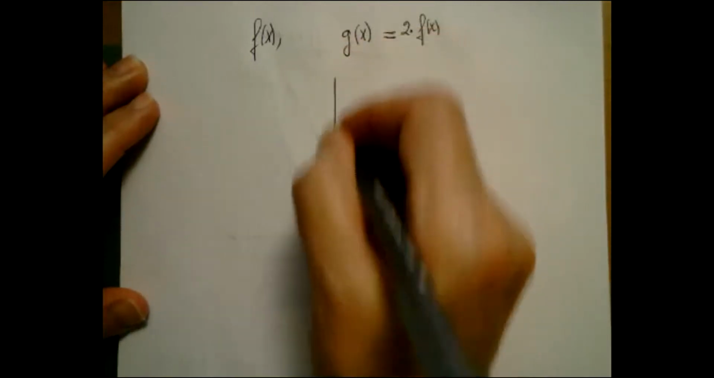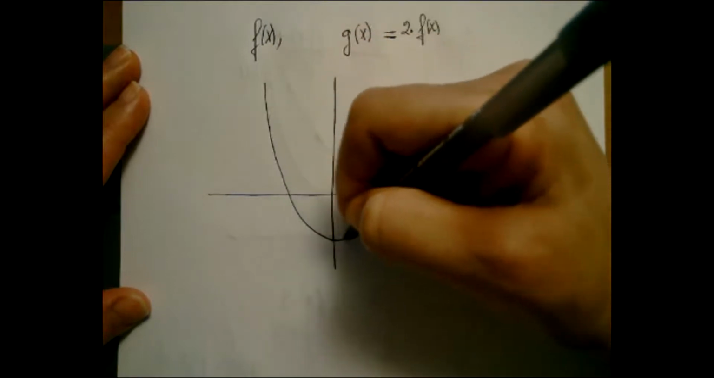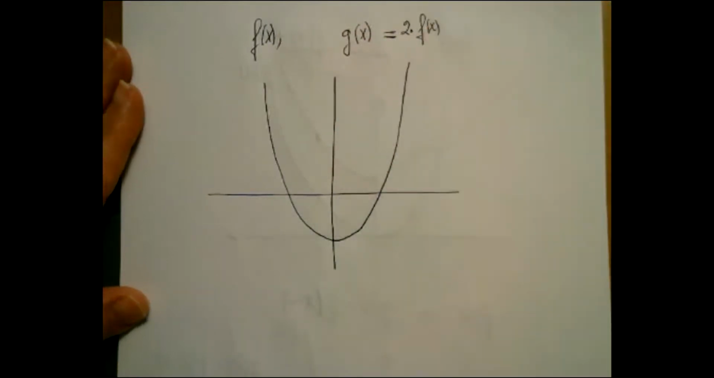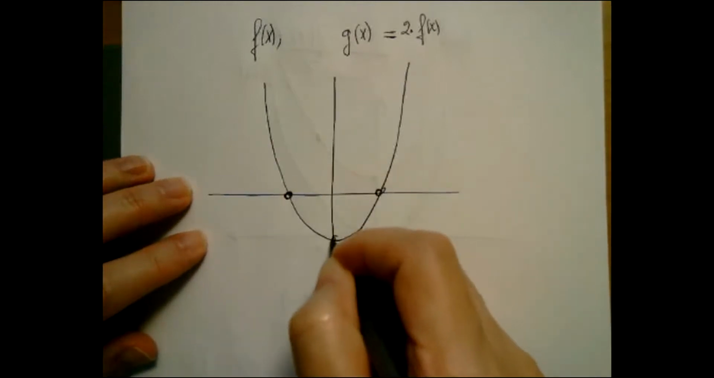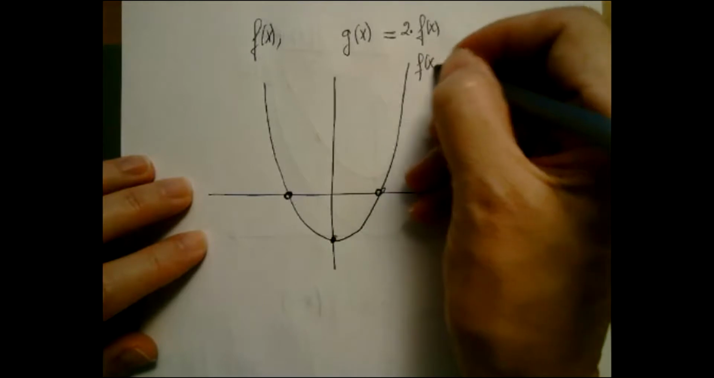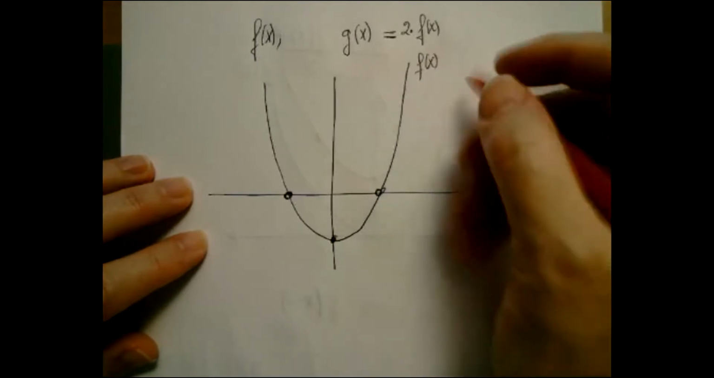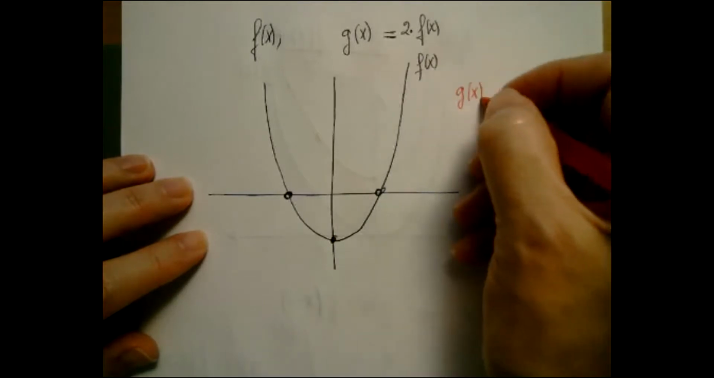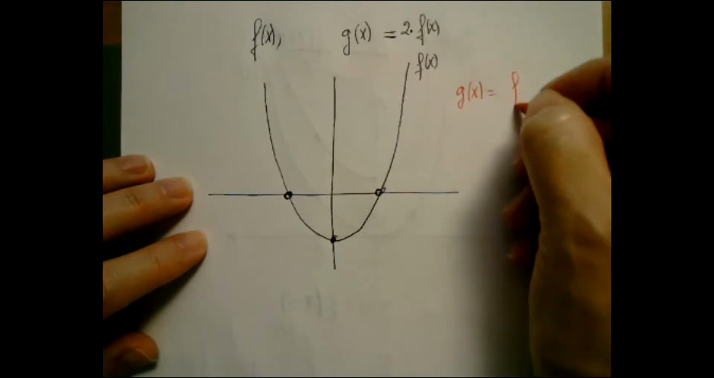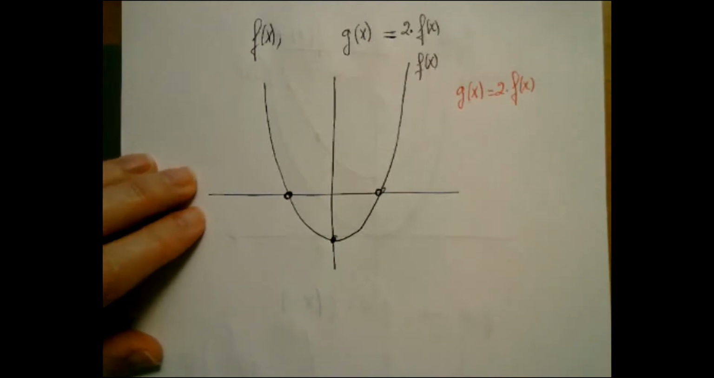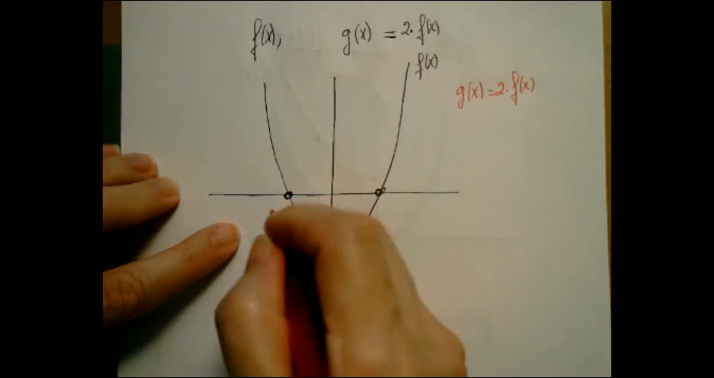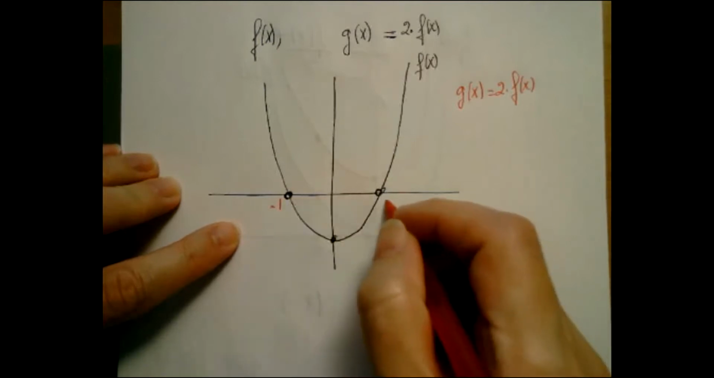So what is the effect? I know most of you should know the answer to that. Suppose this is my f, my original function, and this is a bunch of numbers. What g does to an input is the following: it takes what f does, times it by 2. Let's see the effect. Let me give those names: minus 1, 1.